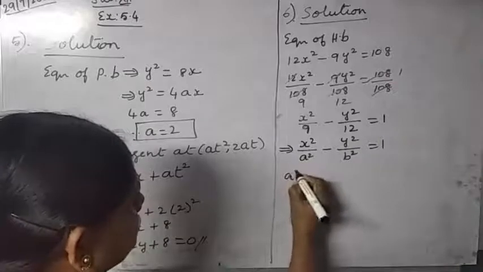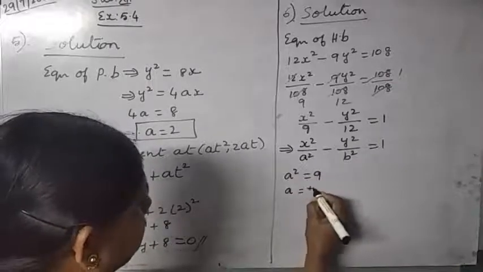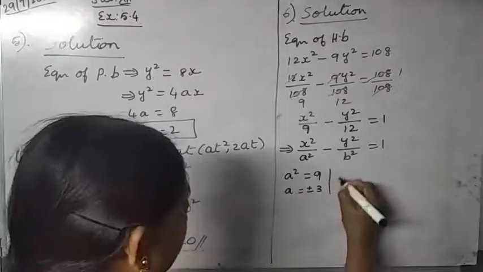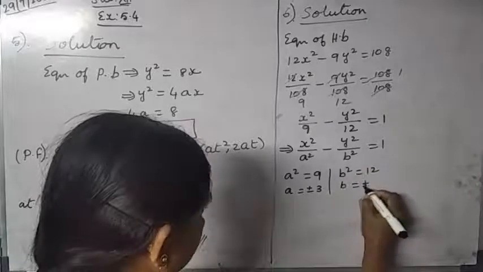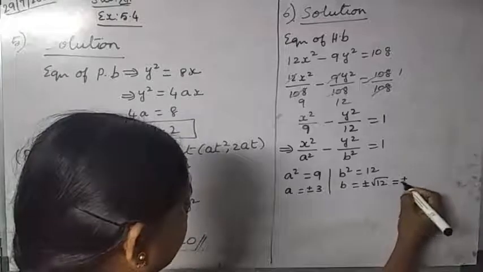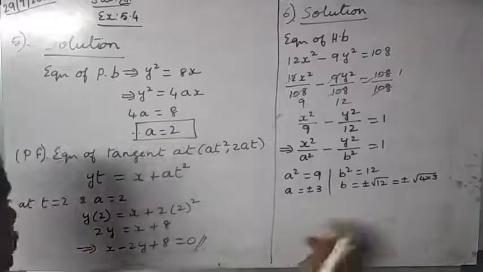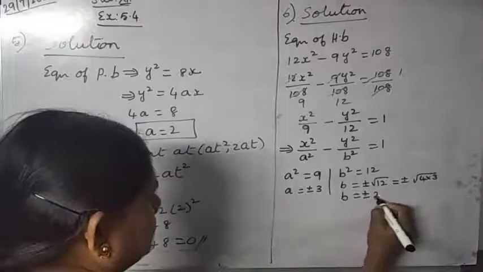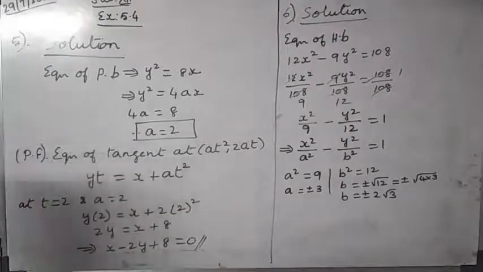Then what is a square? A square is equal to 9. So a is equal to plus or minus 3. Always we will take the positive value. And b square is equal to 12. So b is equal to plus or minus root 12. And this root 12 can be split up into 4 3s are 12. Square root of 4 is 2. So b is equal to plus or minus 2 root 3. So a and b values we get.